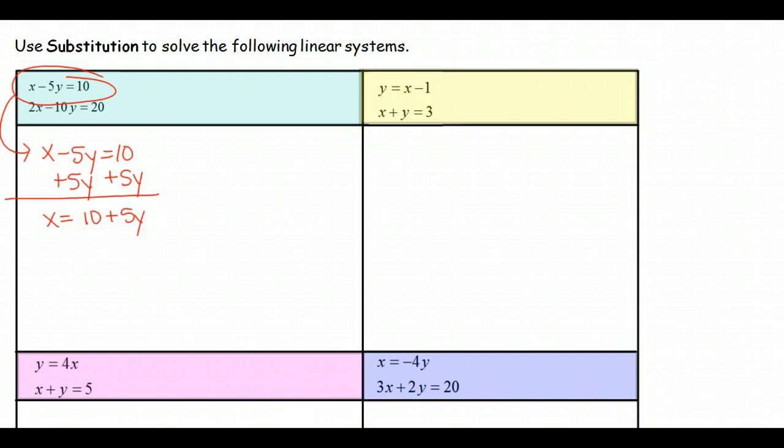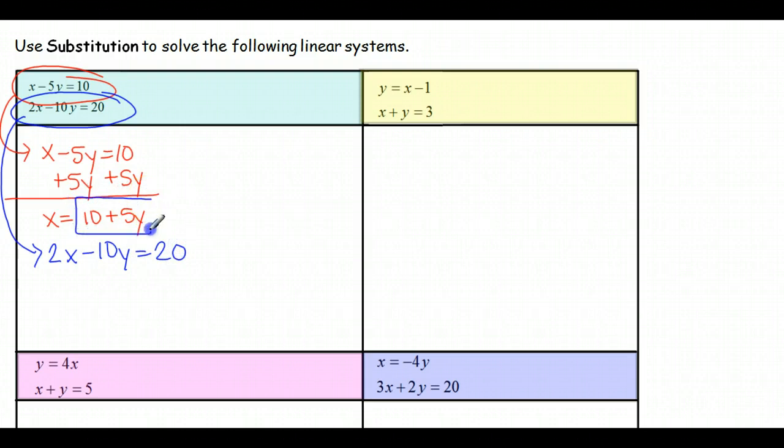Now if I take my other equation, which is 2x minus 10y, I'm going to plug in the value of x into that equation. So right now I'm just going to copy the equation, 2x minus 10y equals 20. And here I'm saying x is 10 plus 5y, and that's what we're going to plug in for x. So we have 2 times (10 plus 5y), close your parentheses, minus 10y equals 20. Now we can go ahead and simplify this problem and solve for y.